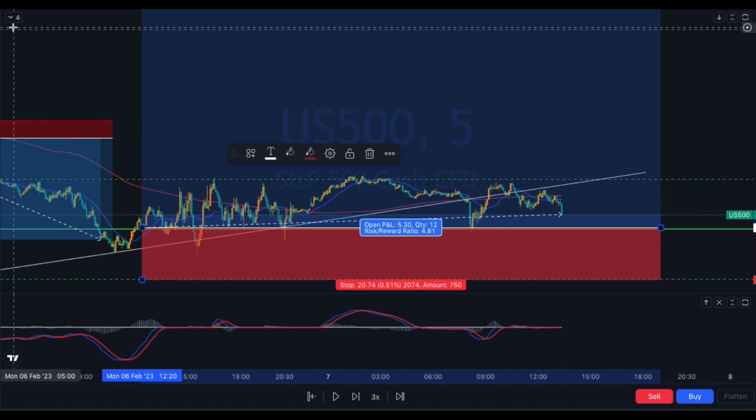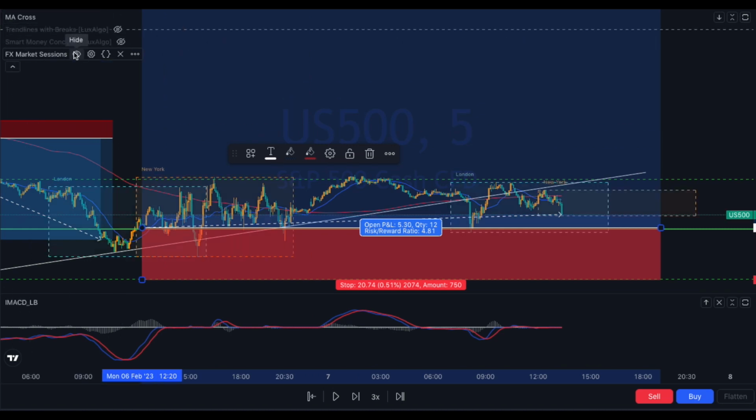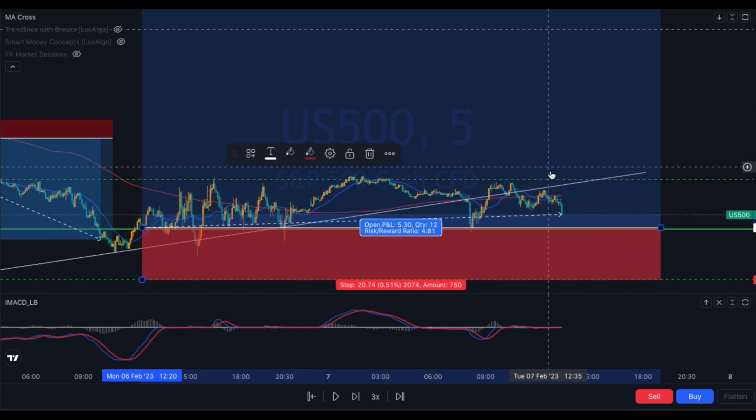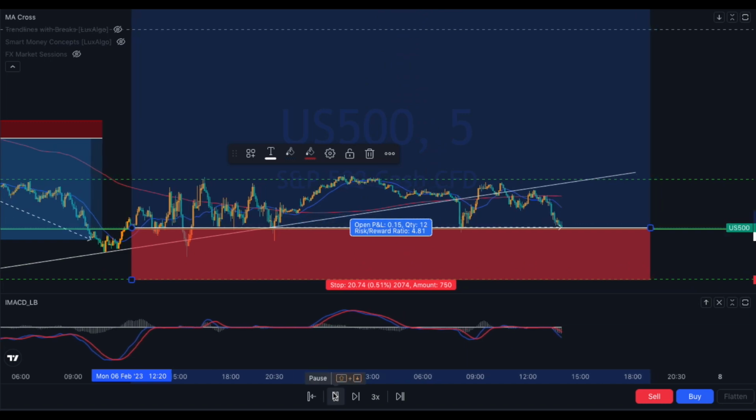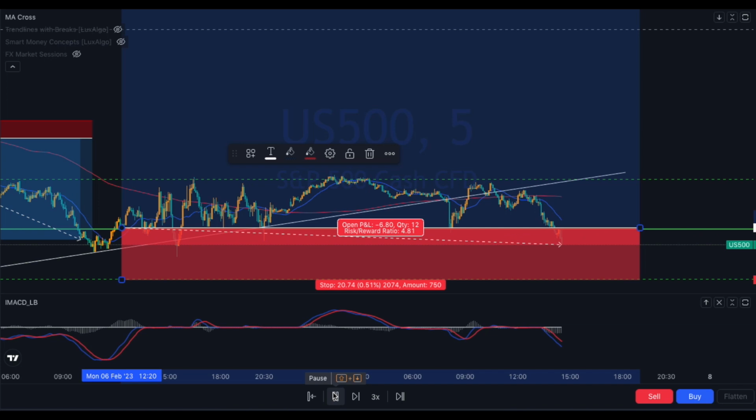So one thing I want to do now is I want to see how long we've been in this trade for. So I'm just going to turn on sessions. So we've been in this trade for going 2 days now. Going almost 2 days. We've been in this trade for, right? Almost 2 days. Okay, so it's gone red.